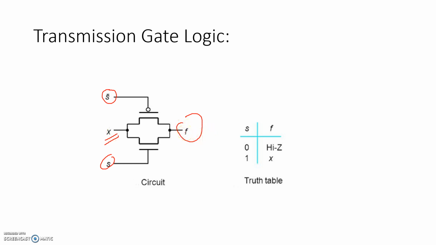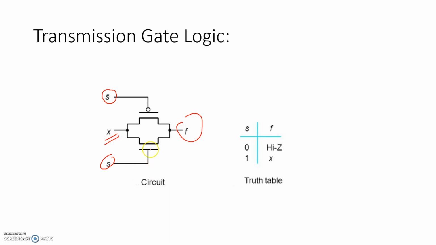There is no attenuation like we got in a pass transistor. Suppose you consider an NMOS pass transistor: if you provide VDD here and the NMOS is in the on state, then you will get VDD minus VT, a threshold voltage drop, in the pass transistor, right? So to overcome the effect of attenuation in the pass transistor, we use the transmission gate.